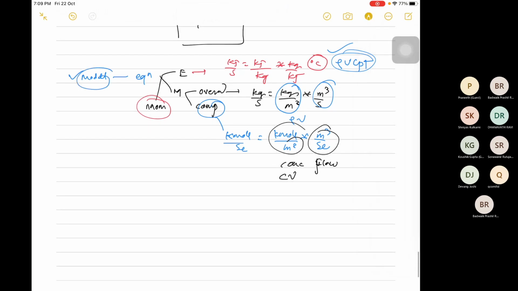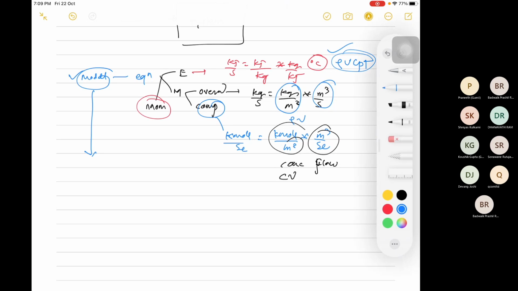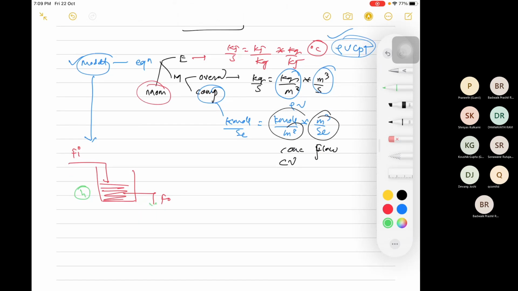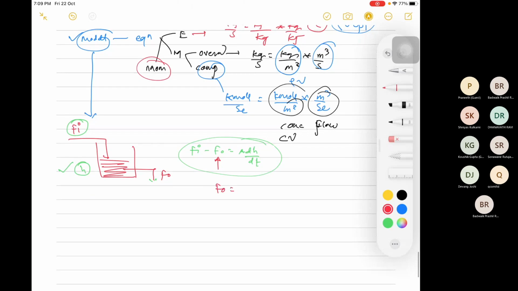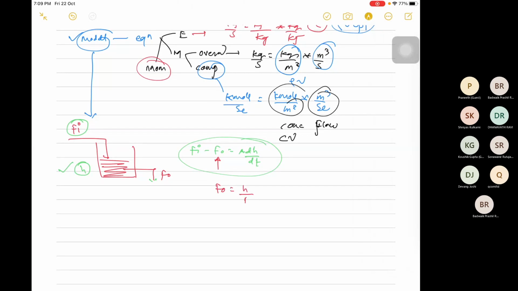Now, after modeling your system, you are going to get an equation. Suppose I am balancing over one system. This is the inlet Fi, this is the outlet Fo. This is the height H, and if you change the inlet, there will be a change in height. So your input is Fi and output is H. If you balance, Fi minus Fo gives A into dH by dt. Everyone knows this. Now I am writing Fo as H divided by R.